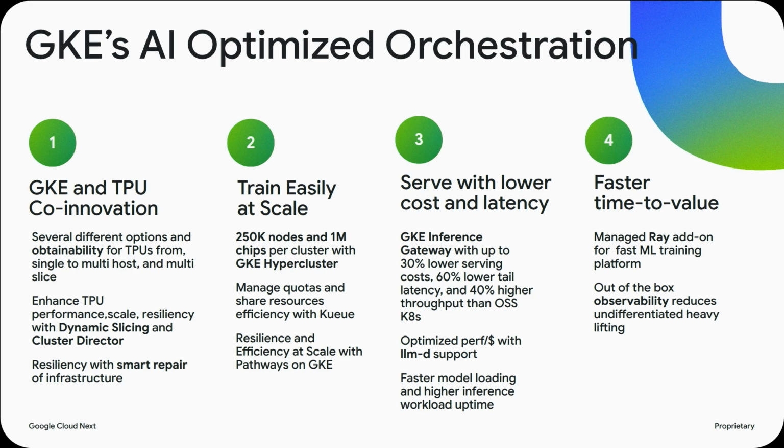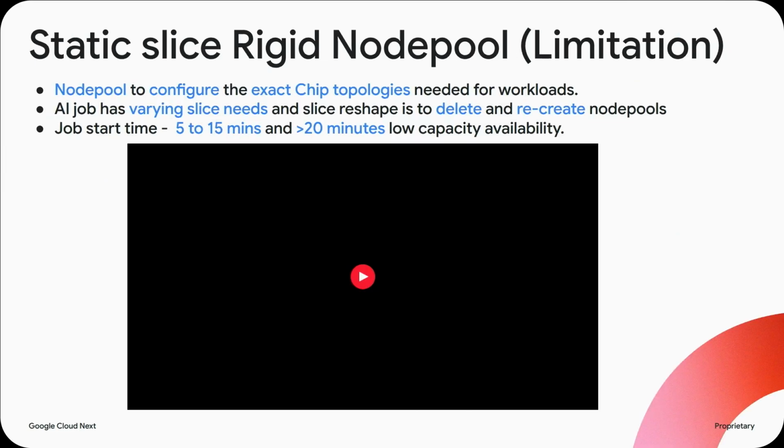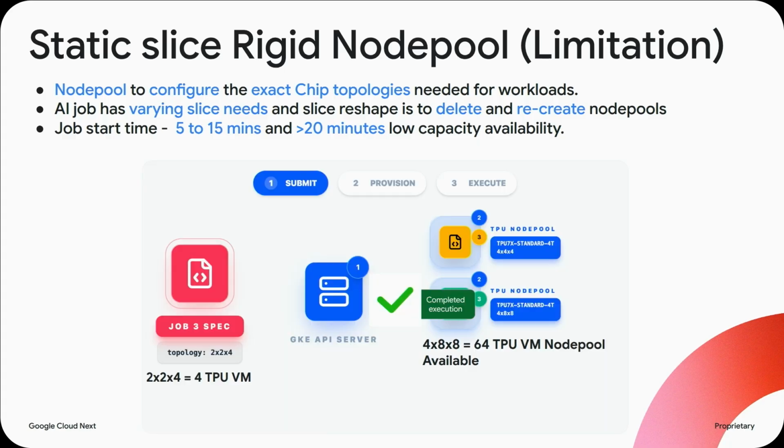I am very excited to show the next set of innovations that we are bringing on TPU. Before that, let's look at what is there today. Historically, GKE TPU configuration is extremely node pool centric. That means that the topology of your TPU configuration has to exactly match your node pool configuration to land your workload. Let's take an example here.